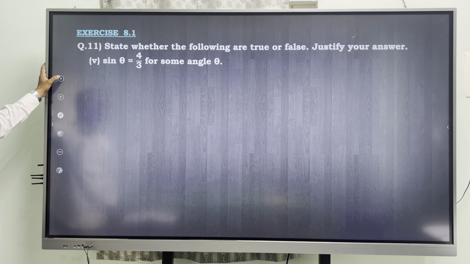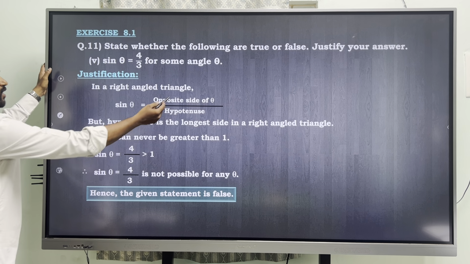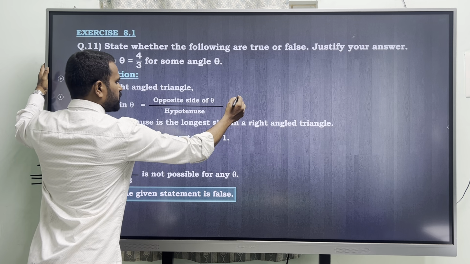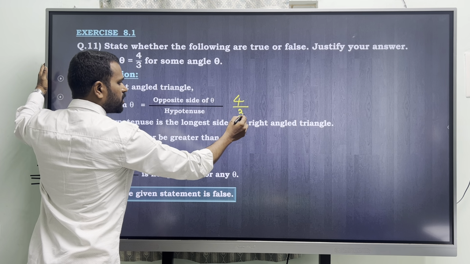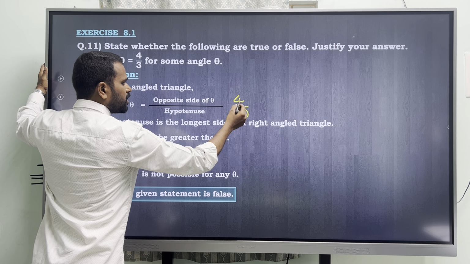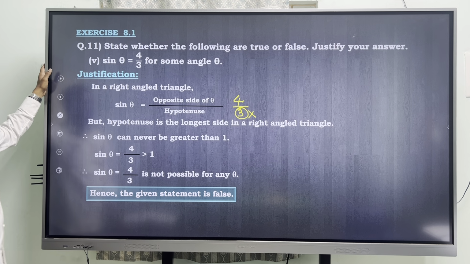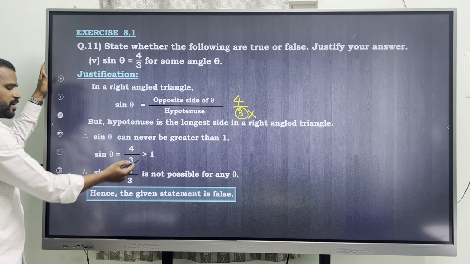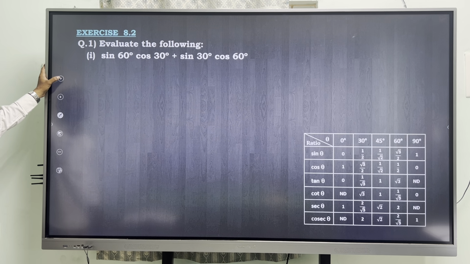Sin theta equal to 4 by 3 for some angle theta. So sin means what? Opposite side by hypotenuse. Opposite side is 4, hypotenuse 3. Hypotenuse is the longest side, right? So the longest side cannot be less than the other side. So this statement is wrong. Sin theta can never be greater than 1. Understand? So this is the thing.